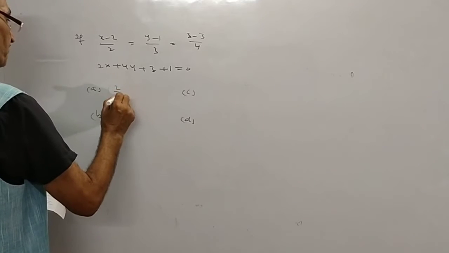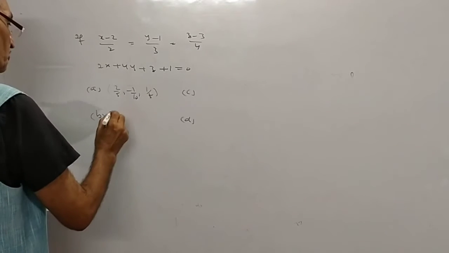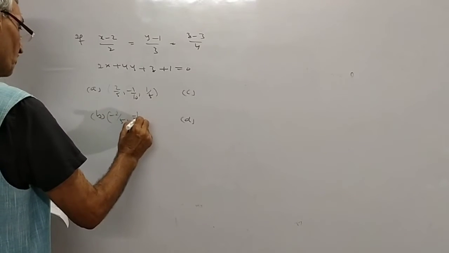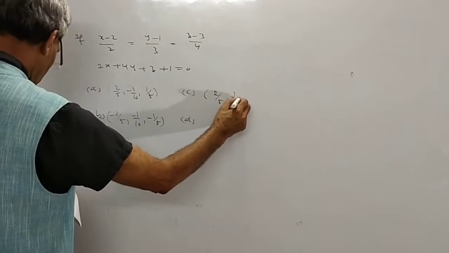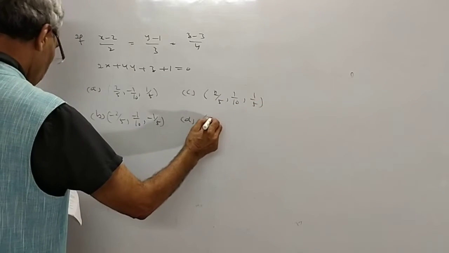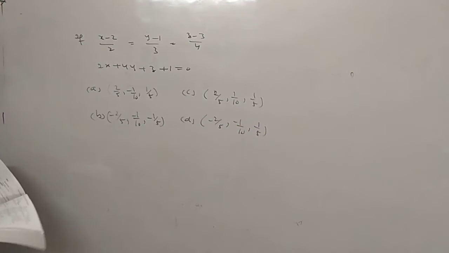Points are 2 by 5, minus 1 over 10, 1 over 5, minus 2 by 5, and minus 1 over 10, minus 1 over 5. C is 2 over 5, 1 over 10, 1 over 5. And this is minus 2 over 5, minus 1 over 10, 1 over 5. These are the 4 points. And this question has been asked in NDA, in 2005. So, kindly tell us what is the equation of this one.